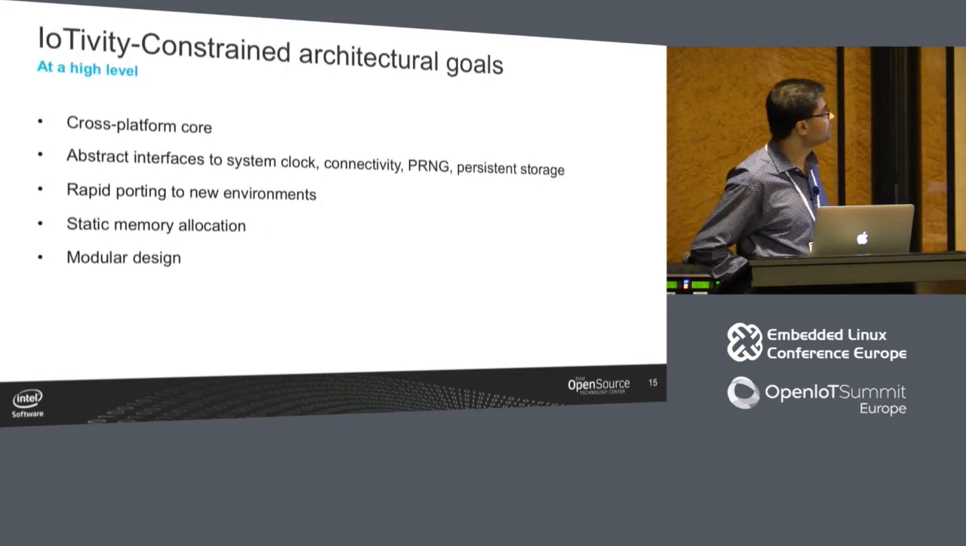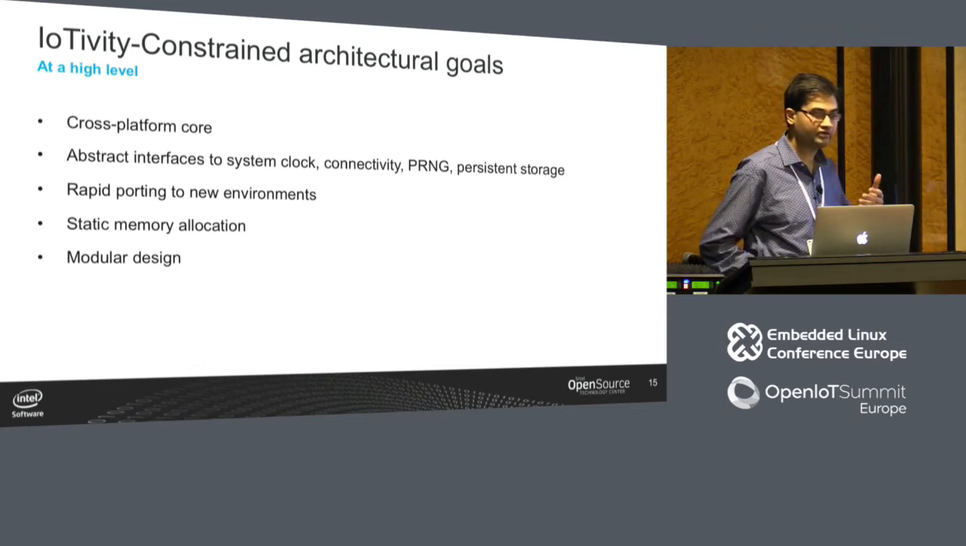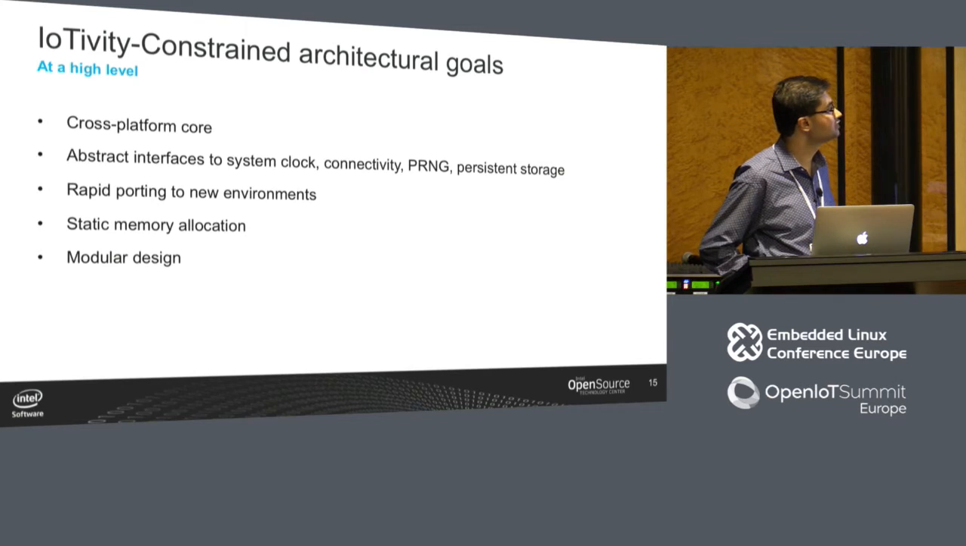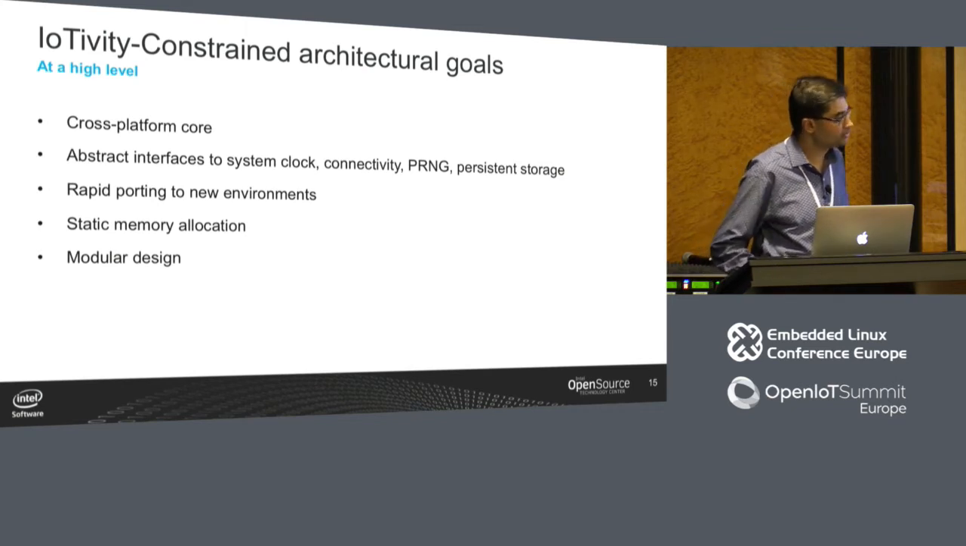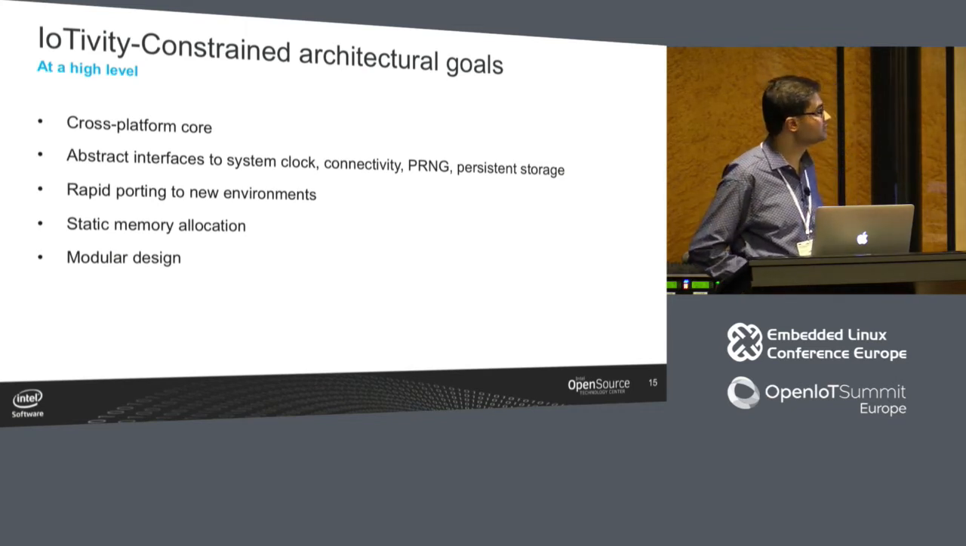So all of these points, in turn, led to the definition of some architectural goals that are fulfilled by IoTivity-Constrained. Firstly, we have a core framework that's essentially cross-platform. It's just pure C code. It encompasses much of the OCF resource model, protocol, memory management, and its execution.